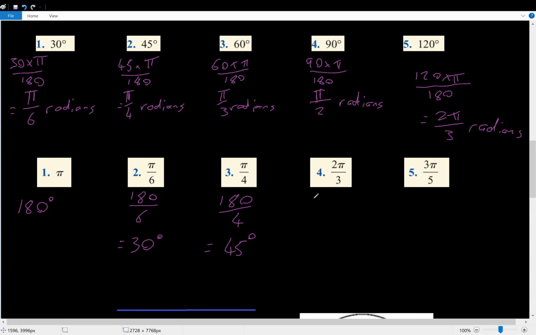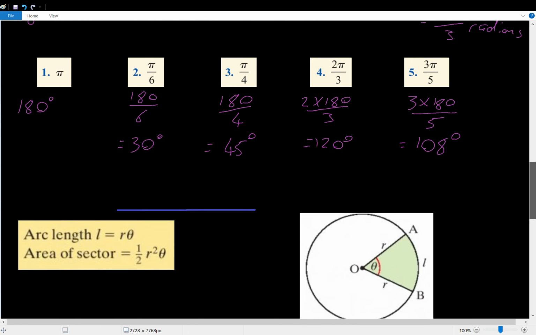So the next one we've got 2 pi over 3, so it's going to be 2 multiplied by 180 all over 3, and that's going to give us 120 degrees. And for our last one, it's going to be 3 times 180 all over 5, and that's going to give us 108 degrees, like that. So that's converting to radians and from radians. And there's a couple of other little formulas that we need to remember for this. Let's take a look at them here.